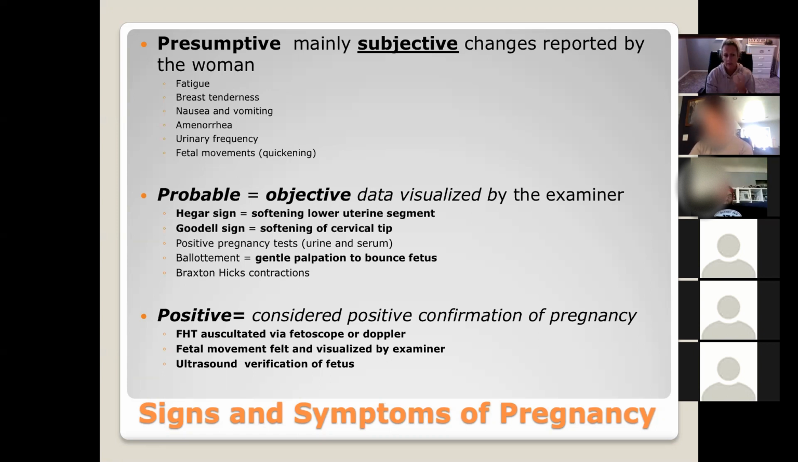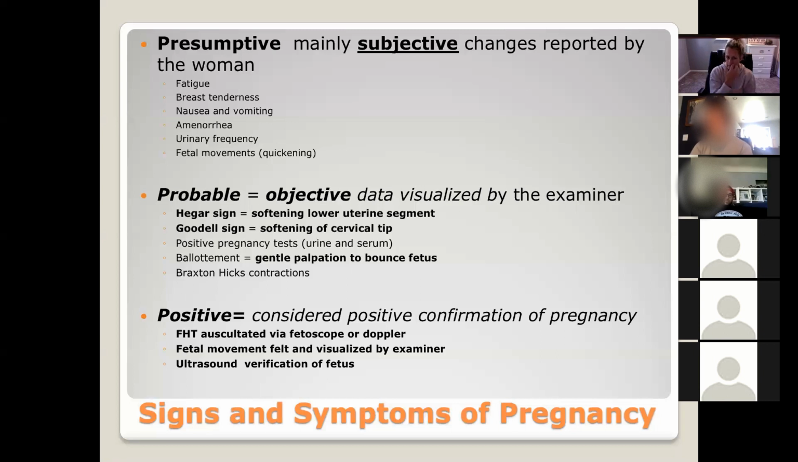So looking at the Hegar sign, when in that exam, they're feeling that softening of the lower uterine segment, the Goodell sign, kind of that softening of the tip of the cervix. Ballottement they'll feel on that exam, which is just where when they do the exam, if they gently palpate the cervix or that lower uterine segment, they can kind of feel like they're bouncing what would be the fetus inside the uterus. Okay, again, it could be something else. It could be a tumor, a growth, anything else.